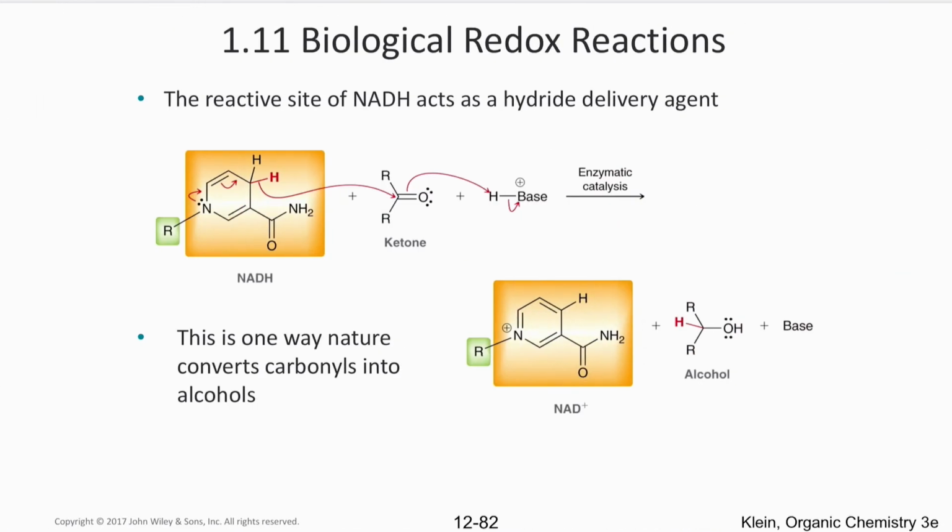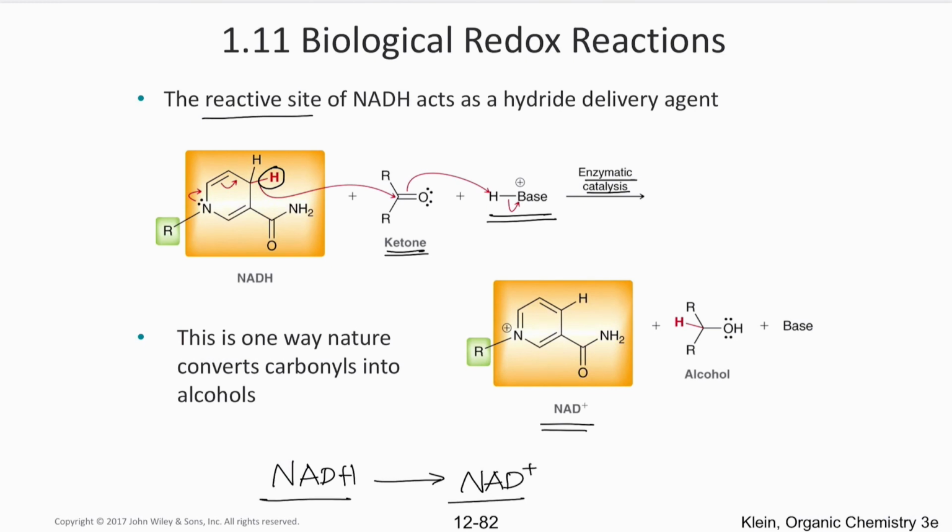Where do we see this? One of the most reactive sites in the compound is the hydrogen. This hydrogen undergoes oxidation, so it reduces ketones, using enzymatic catalysis to form NAD+. So if we focus on this, NADH forms NAD+. The reason this is important is because conversion from NADH to NAD+ releases energy. This is the energy that forms ATP.